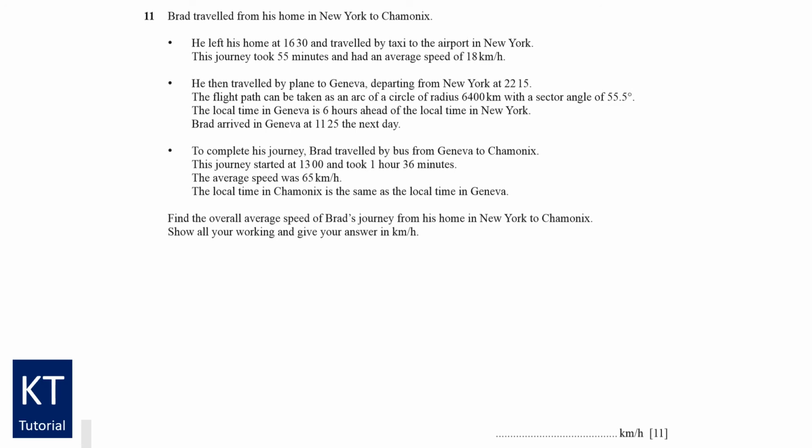To complete his journey, Brett traveled by bus from Geneva to Chamonix. This journey started at 1300 hours and took 1 hour 36 minutes. The average speed was 65 kilometers per hour. The local time in Chamonix is the same as the local time in Geneva. Find the overall average speed of Brett's journey from his home in New York to Chamonix.